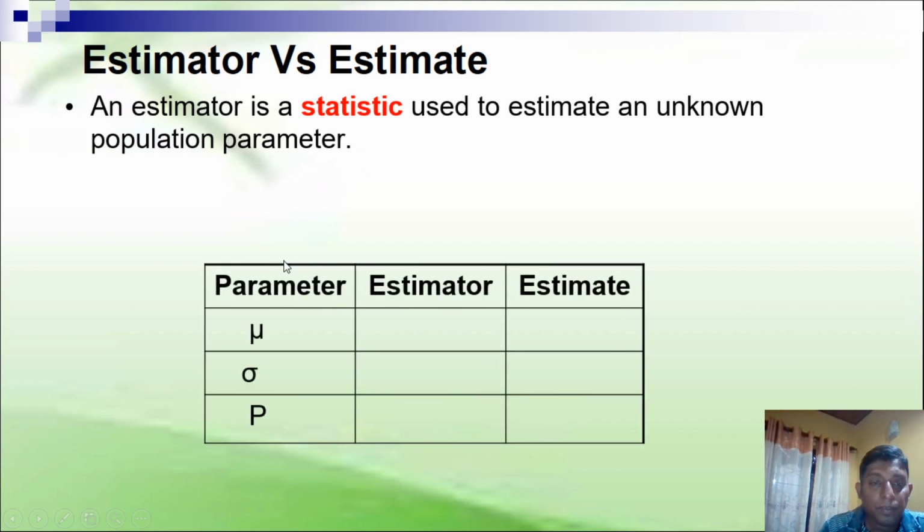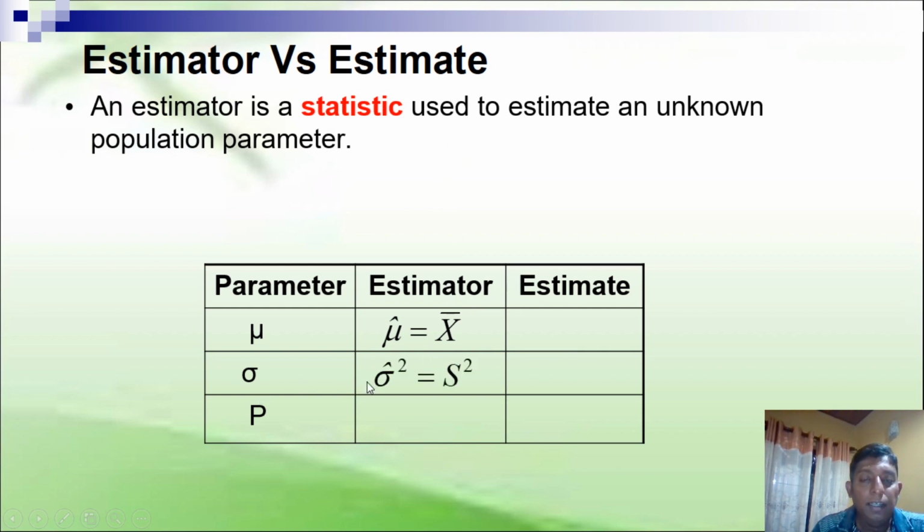Now see this table. The first column indicates the parameters, that means the population characteristics: mu, standard deviation sigma, and population proportion capital P. Now see the relevant estimator. For mu we can use mu hat or x bar. How do you calculate x bar? We add the measurements of the sample observations, then divide by the number of observations in the sample. Therefore the x bar estimator is a function of the sample observations.